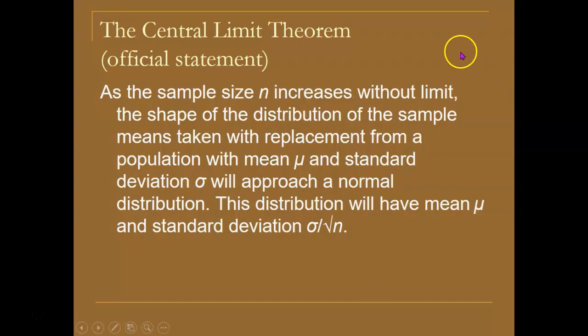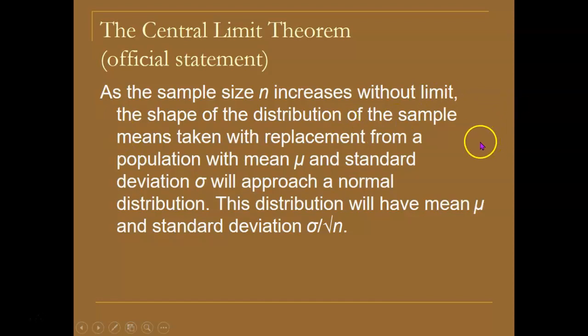Okay, so here is the official statement of the central limit theorem that this section is named after. I'm going to read it to you, but then I'm going to tell you what it actually means and why it's important and what it's actually telling us. So it says, as the sample size n increases without limit, the shape of the distribution of the sample means taken with replacement from a population with mean mu and standard deviation sigma will approach a normal distribution. This distribution will have mean mu and standard deviation sigma divided by the square root of n.